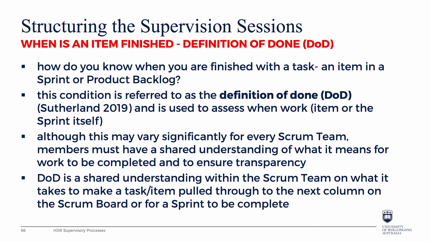The other thing we might want to look at is, how do we know when a particular task is completed? This has got a technical definition. It's called definition of done, or DOD. And this was proposed by Sutherland, the person who sort of formalised Scrum. And it's used to describe when an item is complete, and we know that it's complete. So it's a good idea to have in the back of our mind an idea of how do we know when we've actually completed a particular task.